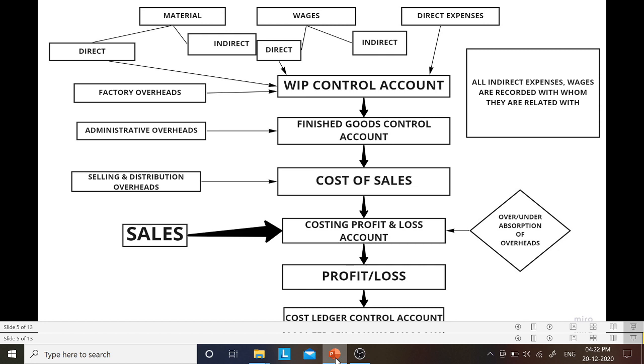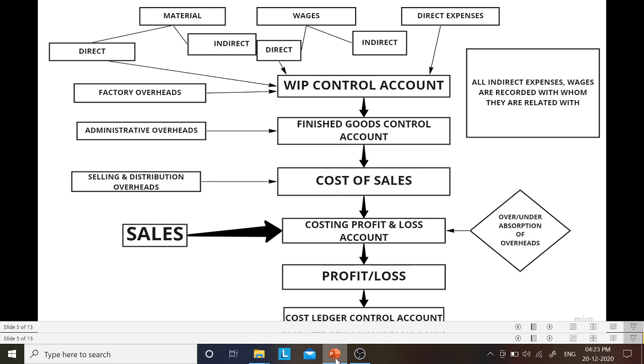So the laborers who are working for the actual production process, wages paid to them will be called direct wages, and the laborers who are working for other purposes in the factory itself, wages paid to them will be called indirect wages. For example, a factory supervisor's salary will be recorded under indirect wages. And then we have direct expenses. The expenses which are incurred for the actual production process are called direct expenses.